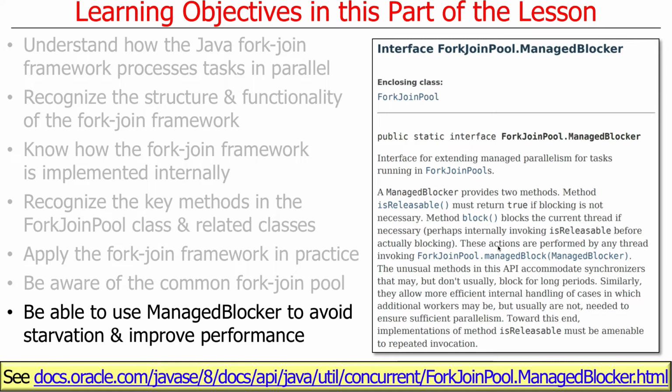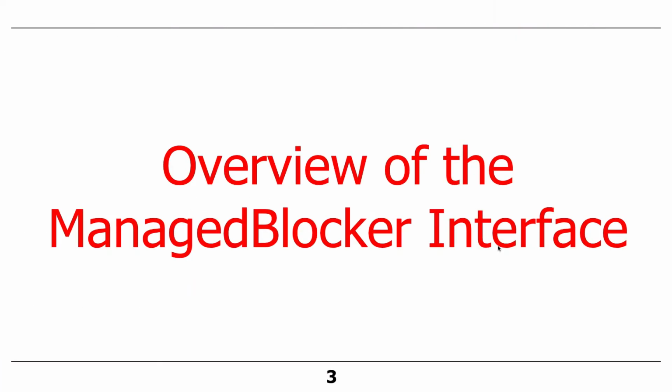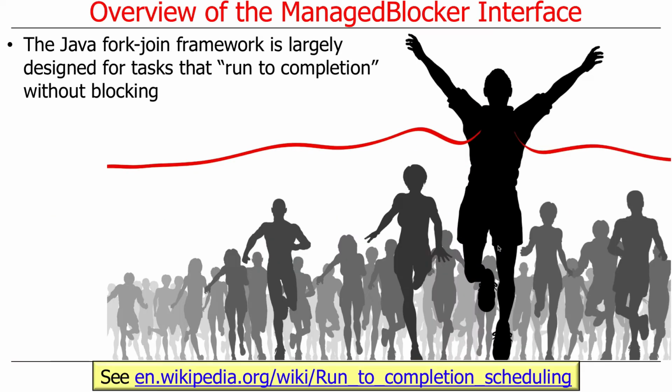Now, when you do that, one way to be able to handle this is to use something called a managed blocker. If you recall, the Java fork join pool is largely designed to work for tasks that so-called run to completion without blocking. For certain compute-bound operations, like searching for keywords or phrases in the works of Shakespeare, something that's inherently embarrassingly parallel, those are just good old-fashioned run-to-completion tasks.